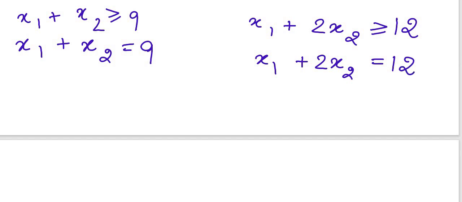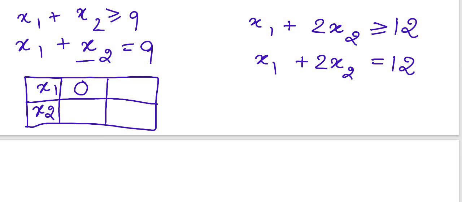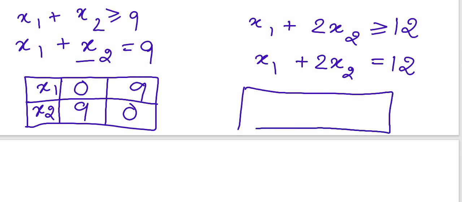Now we have to put the points for x1 and x2 respectively. Let's see how. Here we will write x1 and here x2, and we write the values. Suppose if we take x1 = 0, then we get x2 = 9, and in the same way if we put x2 = 0, we get x1 = 9. Now we will plot the points for another equation.